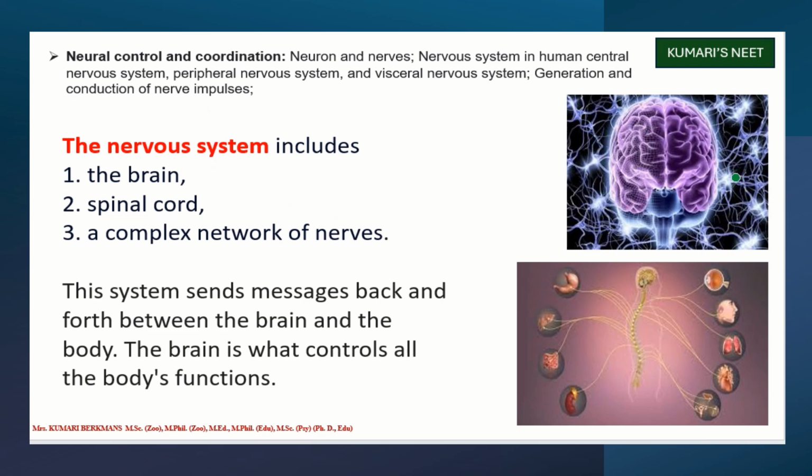The nervous system includes the brain, the spinal cord, as well as a complex network of nerves. The system sends messages from the organs to the central nervous system, as well as from the central nervous system to the various organs. And the main organ of the nervous system is the brain. Brain controls the complete activity of the human being.